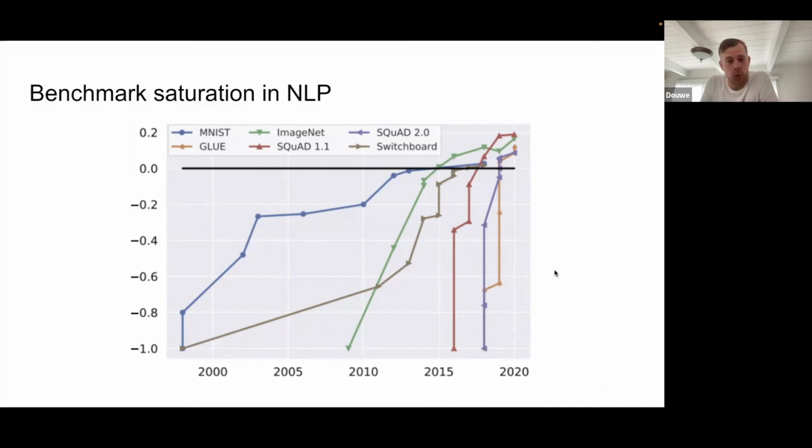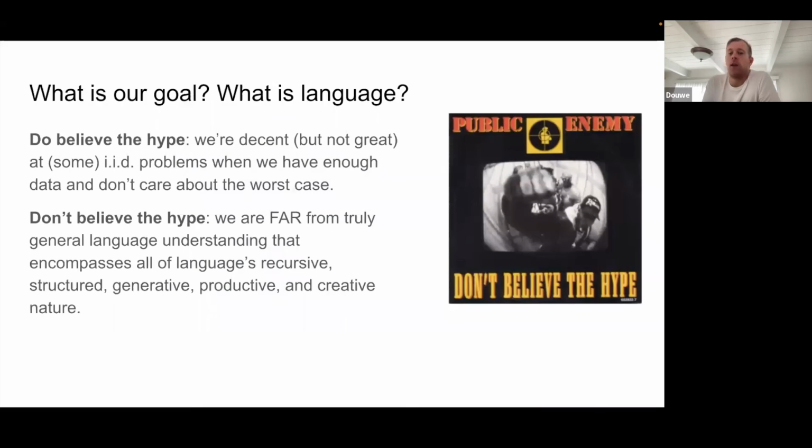So that's remarkable progress in NLP, but on the other hand, it's a bit deceiving because anybody in NLP will tell you that we are very far from having solved language. So what really is our goal and what is language? What are we trying to achieve here? So I've been accused of underhyping NLP's progress by some folks. So I do think there is some merit to some hype. So we're pretty decent actually, but not that great.